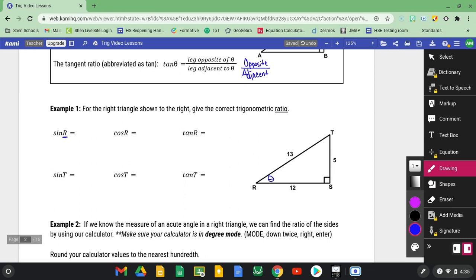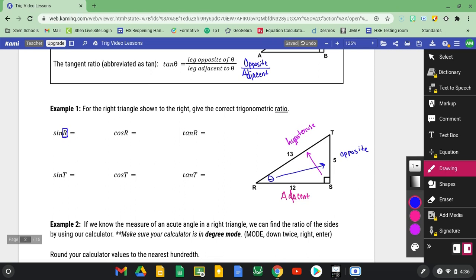So for example 1 here, we're going to look at this right triangle and give the correct trigonometric ratio. Looking at R in the first case, the sine of R. That means R is my theta, or the angle that I'm looking for. Sine is the ratio of the leg opposite of that given angle, so this is the opposite side over the hypotenuse. And this is my hypotenuse because it's across from the right angle.